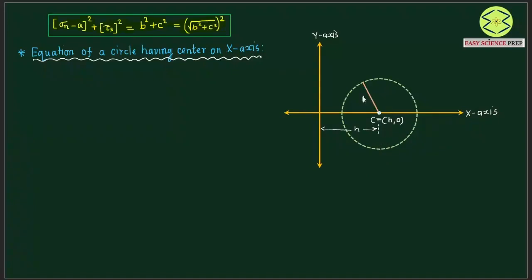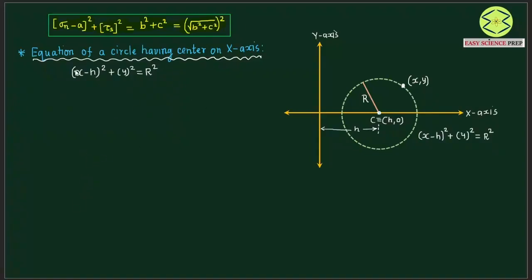Let's say the radius is r. If you take any point on the circle having coordinate x comma y, the equation of the circle is given by x minus h, the whole square, since the center has x coordinate h. Now the y coordinate of the center is 0, so it is only y the whole square, equals radius square. So the equation of a circle having center on the x-axis is given by x minus h square plus y square equals radius square. This is clear, right?